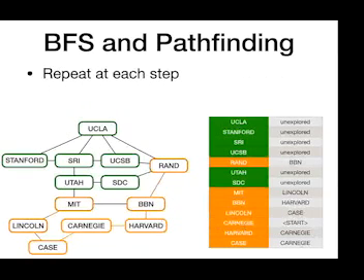When we go on to our next step, BBN and Lincoln. BBN was discovered through Harvard. Lincoln was discovered through Case. MIT, we discovered through Lincoln. RAND, we discovered through BBN. So we're just tracking where we came from each time we explore a node.